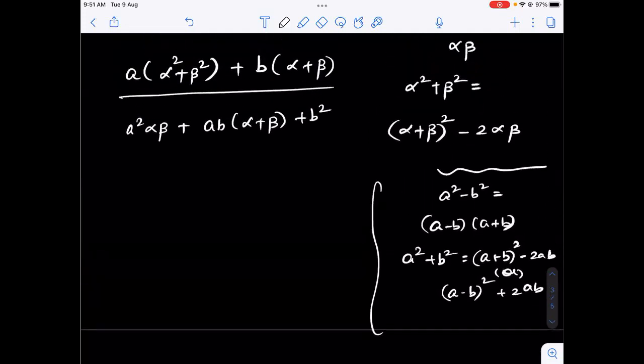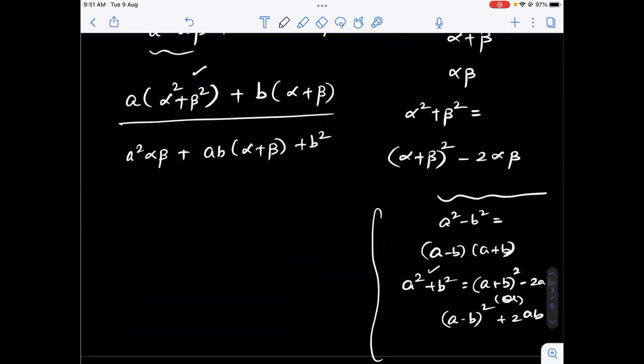In this context, which one would I prefer? I have a square plus b square. I told you a square plus b square can be written as (a plus b) the whole square minus 2ab, or (a minus b) the whole square plus 2ab. Which one will I choose for alpha square? Because I have the sum of roots, I don't have the difference of roots.